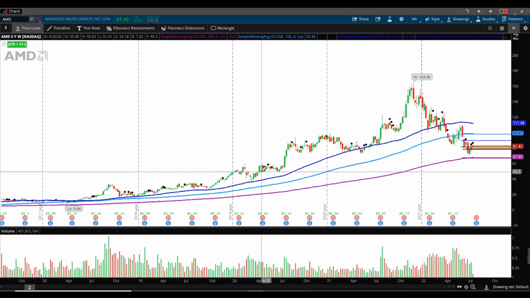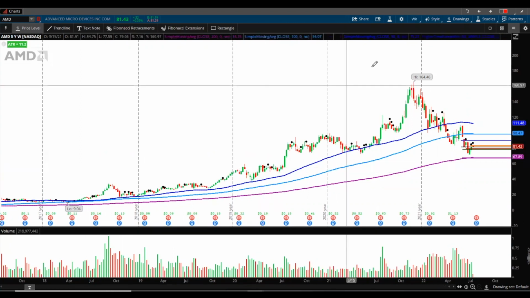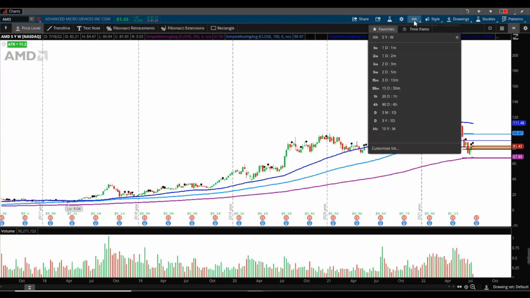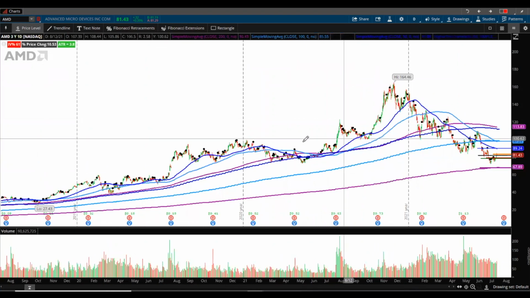Now, you could simply just use those moving averages for buying the dip. But what I'm going to share with you today is the strategy that I use and how I look to buy the dip. So if I go back to a daily chart, we are going to focus in on AMD into this area right here.